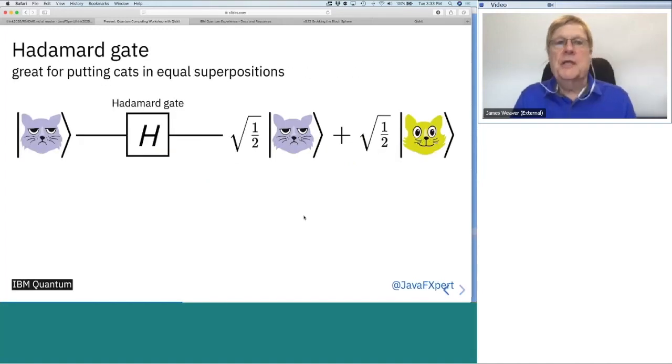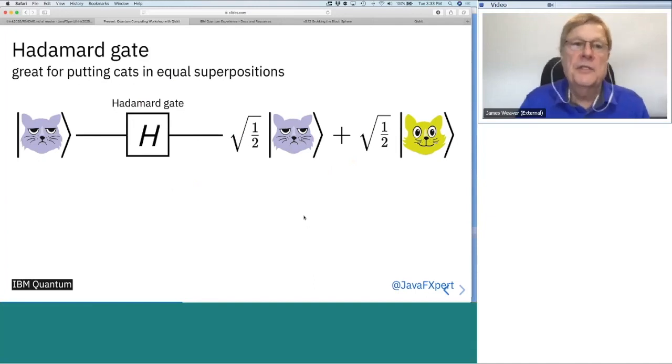So here's an example that's not classical. This one is quantum, where we have a happy cat or a grumpy cat. We're going to run him through a Hadamard gate. Now, Hadamard gates are great for putting cats into equal superpositions. So here we have a grumpy cat, run him through a Hadamard gate. Now he's going to be in an equal superposition of grumpy and happy.